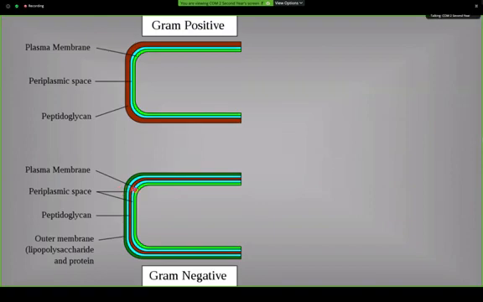Okay, so if you just look here, in the periplasmic space, this is a difference. Another difference, if you look at the cell wall, which is called peptidoglycan, what's the difference between gram-positive and gram-negative? The thickness. In gram-positive, the peptidoglycan is thick, and in gram-negative, it's a thin layer. So this is a main difference you need to remember.